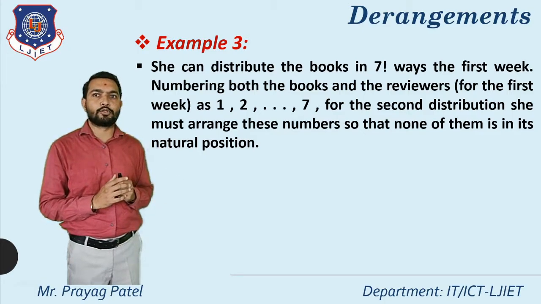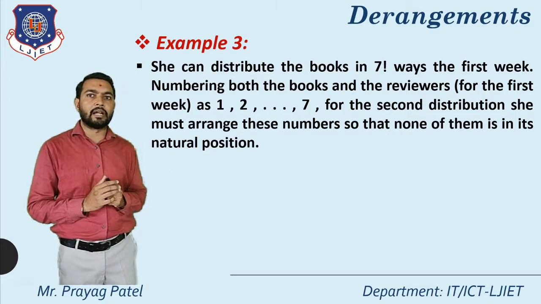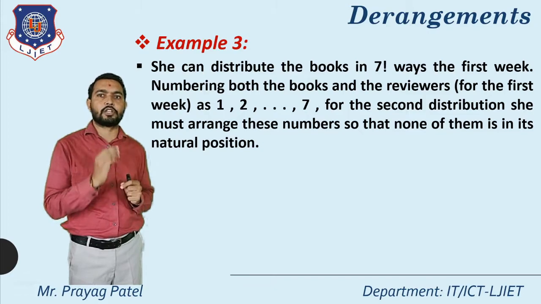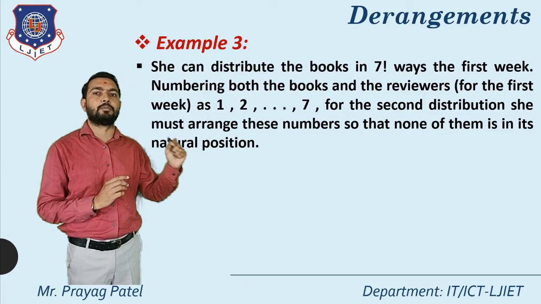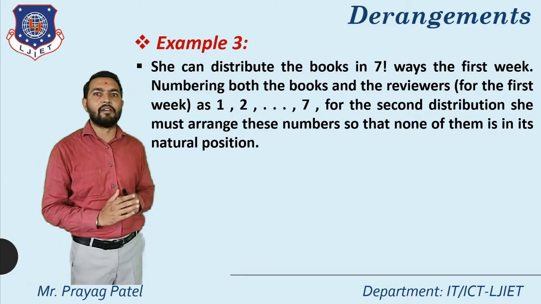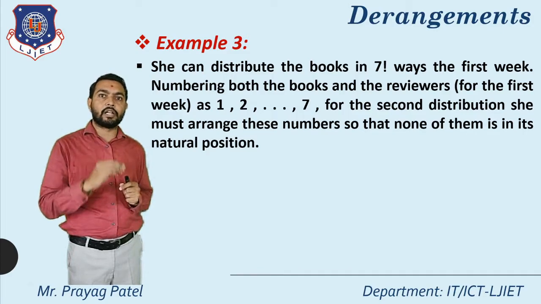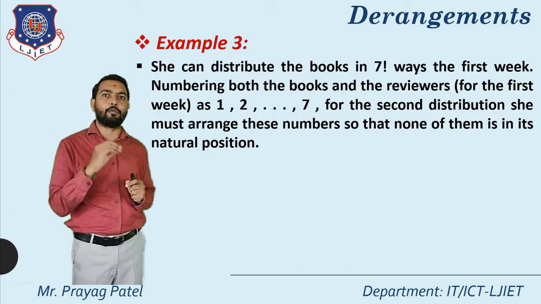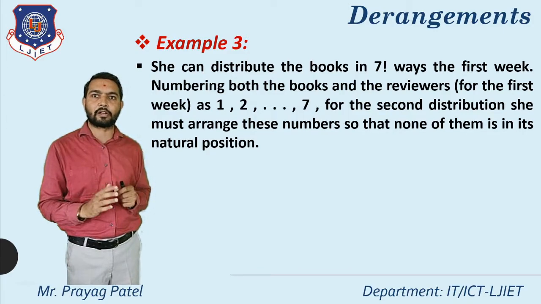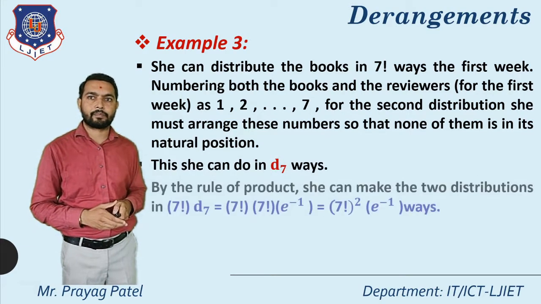For the second distribution, she must arrange these numbers so that none of them is in its natural position. That means 1 is not at the first position, 2 is not at the second position, up to 7 not at the 7th position. So for the second week, we consider the 1 to 7 derangement. For the first week, we consider 7 factorial, and for the second week, we consider D7.